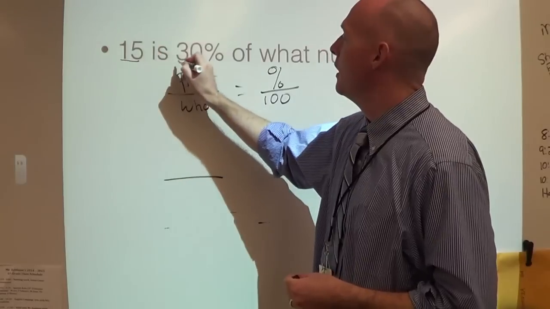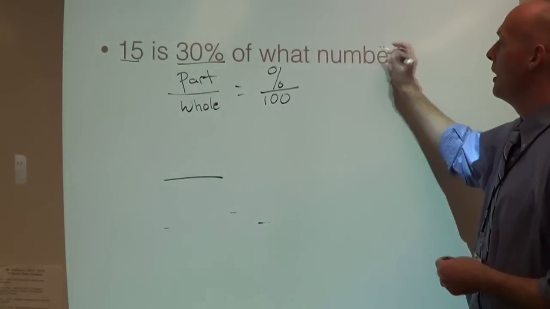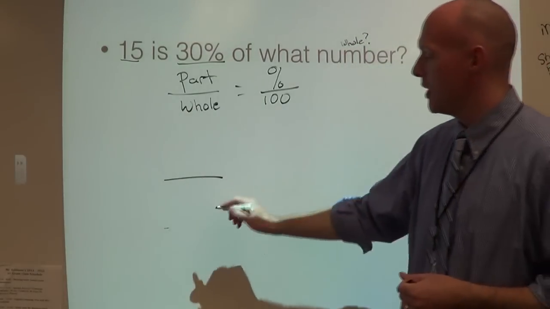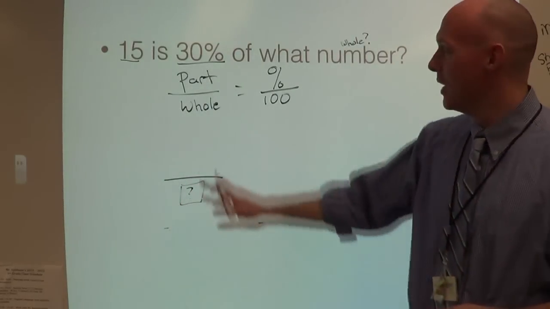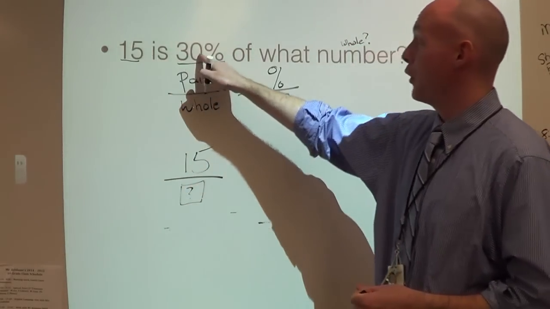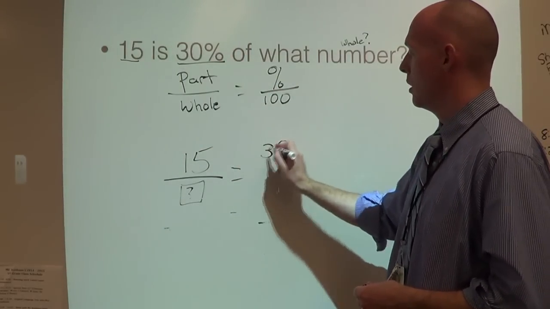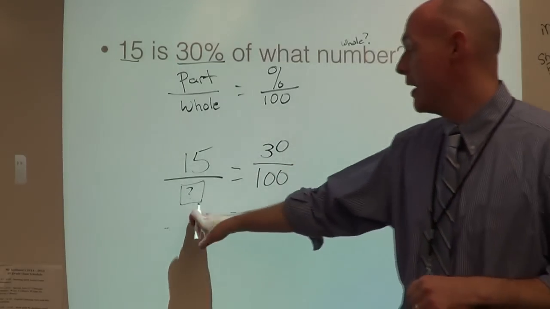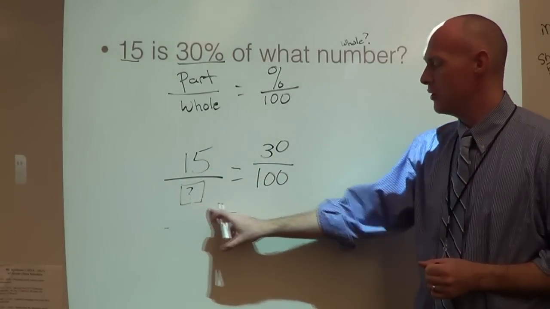Okay, so let's go back. I have 15 and 30%. And of what number? So what that is, that what number, that's the whole. That's what we don't know. So my mystery number is going to be here. And I'll put a little mystery box there. My part is going to be 15. Is 30%. So my percent is going to be 30 over 100. Okay. So now it's going to be our job to figure out what is that mystery number. So let's take a look. 15 to 30, mystery number to 100.